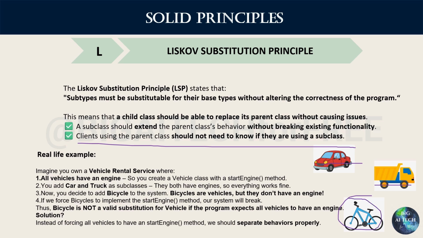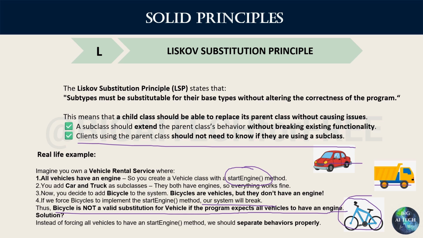What happens now? Bicycles are also vehicles, but they don't have an engine. Did you realize we already added a start engine method assuming vehicles will have engines? So if we force bicycles to implement the start engine method, our system will break because bicycles will not have engines. Thus, bicycle is not a valid substitution for vehicle if the program expects all vehicles to have an engine, right? So what's the solution for this?